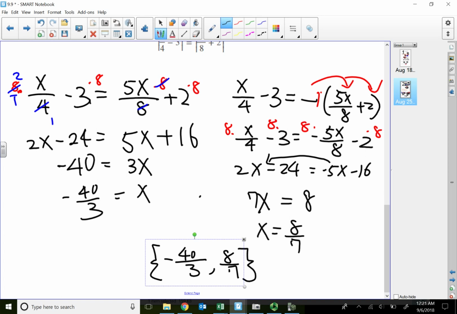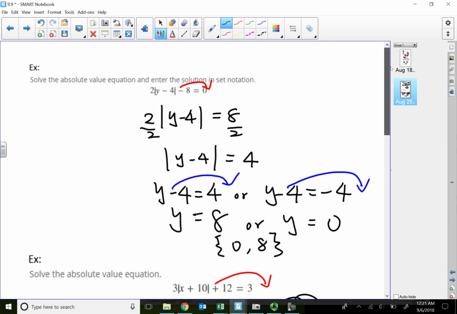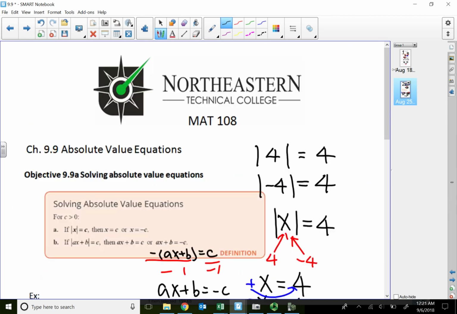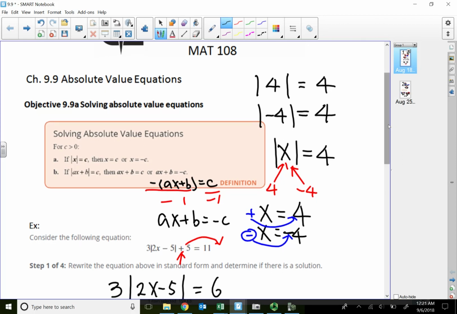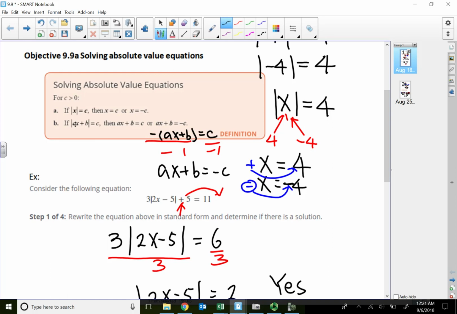All right. So in this lecture video, we talked quickly about how to solve absolute value equations using an equal sign. In module 9.10, we will begin to solve absolute value equations using inequalities. All right, that will conclude this lecture video.